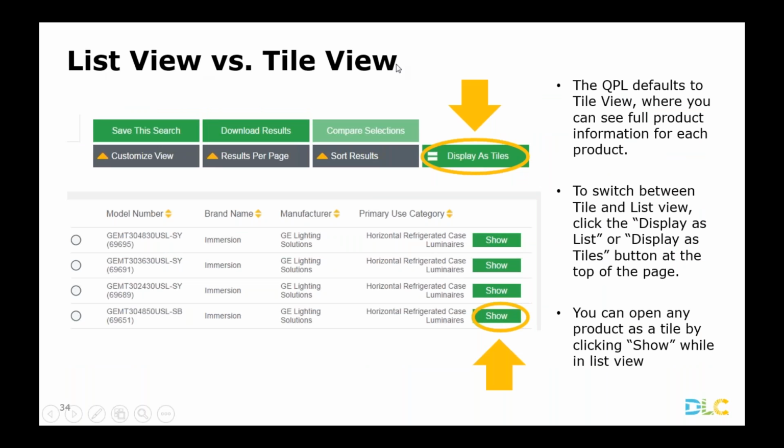So in this case, list view versus tile view, it's really easy to toggle back and forth between the views. You can click this button up at the top. It'll say display as tiles, or I think it says resume. And down here, if you want to get into the tile for any given product within a list, you just click show and it will pop out the tile for this product.